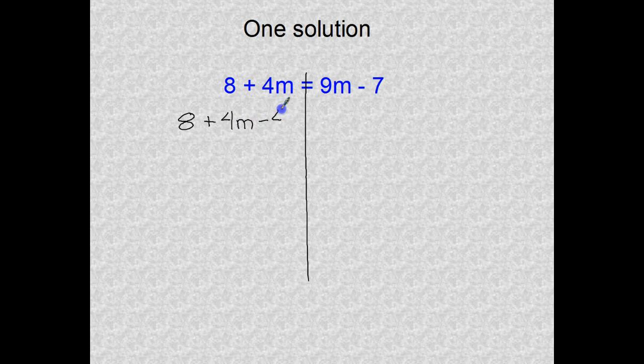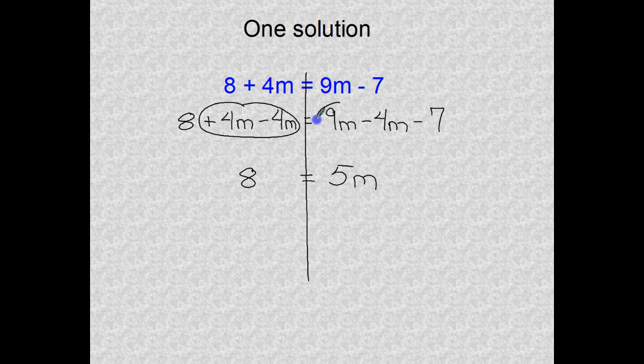And we would have to subtract it. Okay, so it's gone on the left. We have 8 equaling 5m. 9m minus 4m is 5m, and I'm left with my -7. And here we are, we're at our two-step equation from one of our previous sections, and just knock this out.